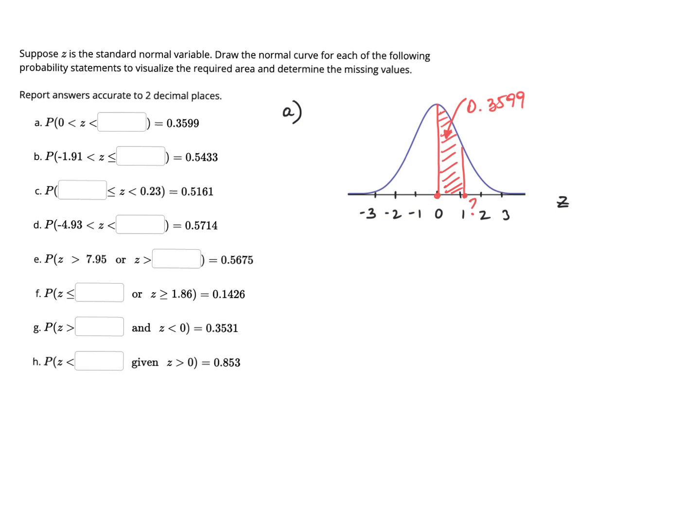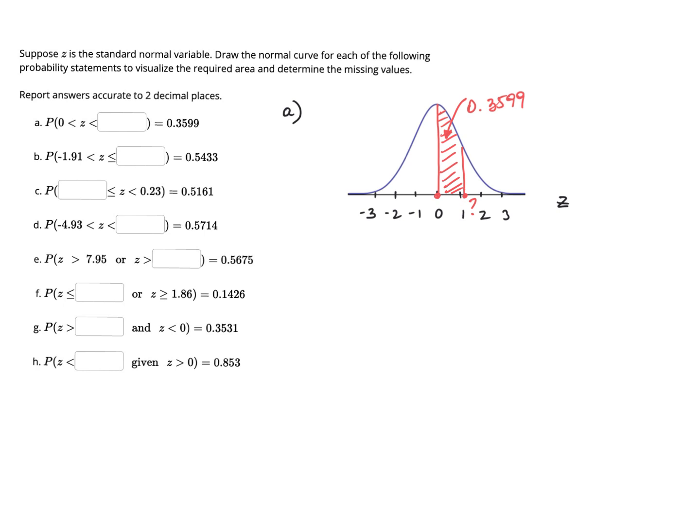According to this statement, the area of 0.3599 should be anywhere between 0 and some mystery z-score. So I'm estimating where this point should be, and I'm labeling this chunk of area by the amount of 0.3599. I need to find this location on this number line that will satisfy such conditions.